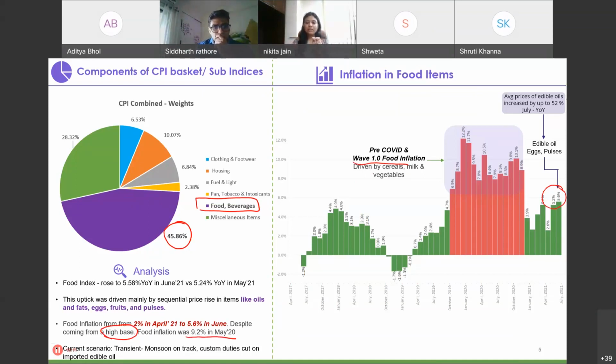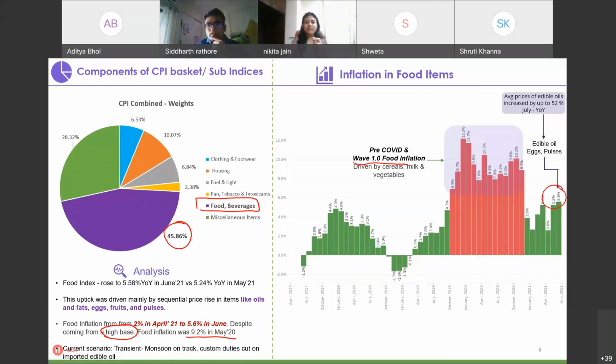So this makes it worrisome, because the number might look subdued, but if we remove the base effect from here, then the number might actually be very high. And now when we analyze what were the factors behind food inflation, there were multiple items which hiked suddenly and which have been on a rise for the past few months. One of the most important ones was the edible oils.